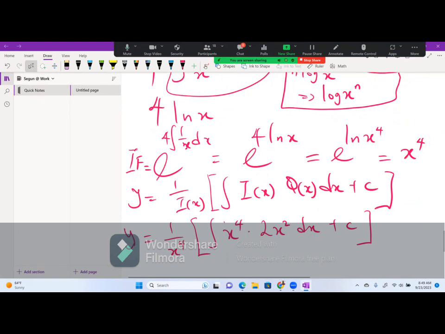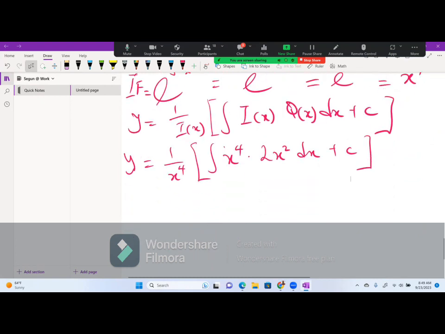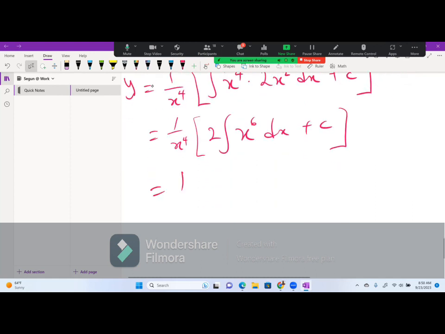So we need to match them together. I can take my 2 out by saying 1 all over x raised to power 4. Here, I can say 2 integral of x raised to power 6 dx plus c. Do you agree? So at the end of the day, we have 1 all over x raised to power 4, and remember we have 2. When you integrate this, what do you have? You have x raised to the power 7 over 7, everything plus c.